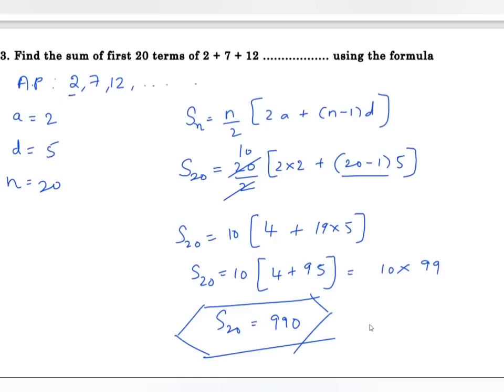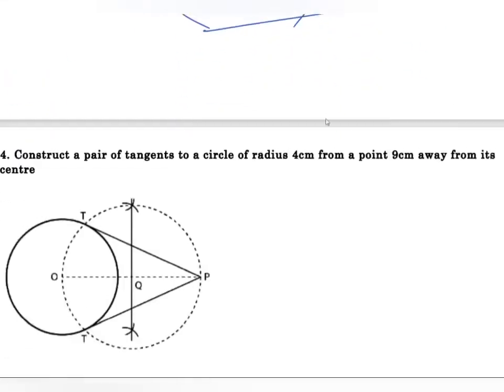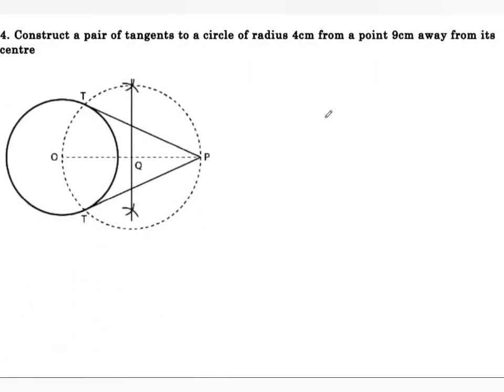that is given by Sn equals n by 2, 2a plus n minus 1 into d. Find out the values of a, d and n. After that substitute them and you will get the sum of 20 terms. Now students, do take the geometry box and I'll be explaining how to do it.